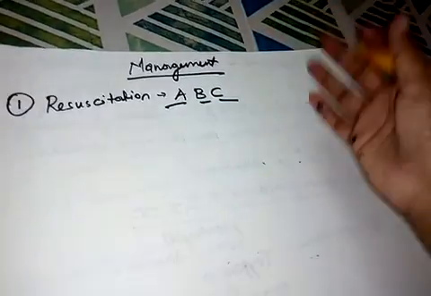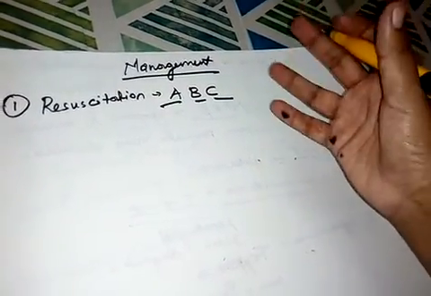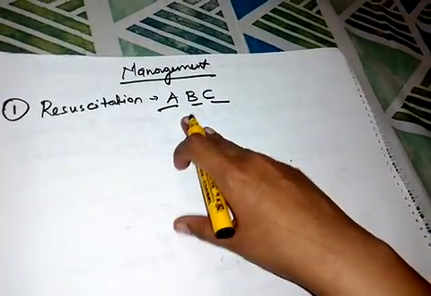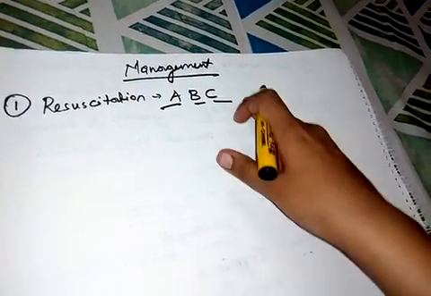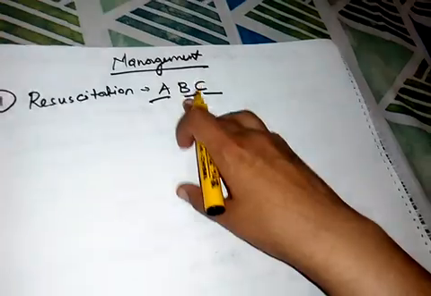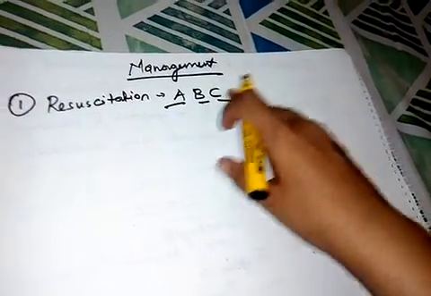In breathing, we have to see whether the patient is able to breathe or not, whether the lung expansion is proper or not. Sometimes the patient has acute respiratory distress syndrome or lung injury. In this case also intubation will help. Then we have to look for circulation.